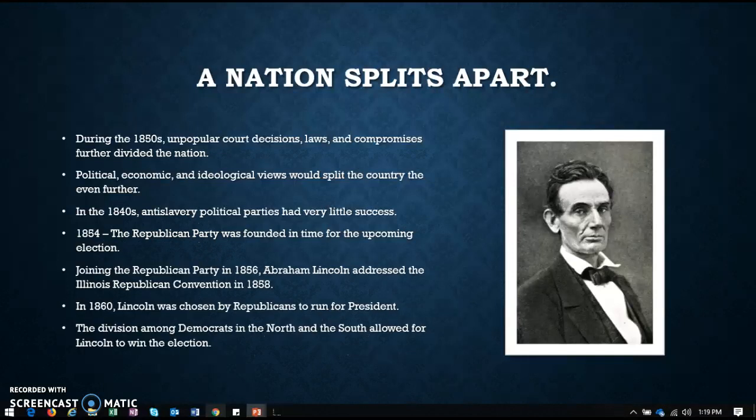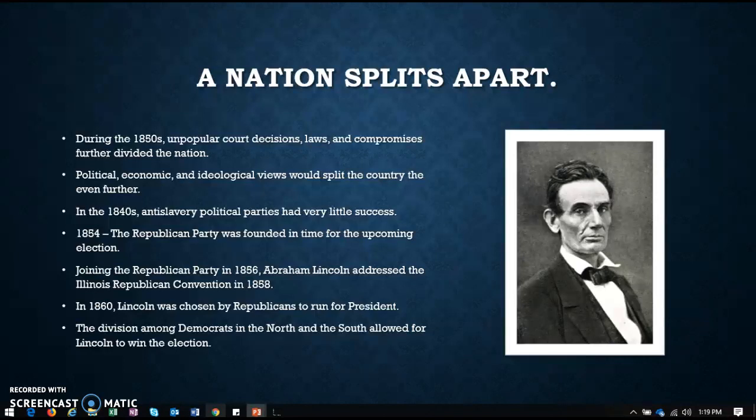Joining the Republican Party in 1856, you probably know this man's name, Abraham Lincoln, right there. Even though he doesn't have a beard, this is a younger picture of him. He addressed the Illinois Republican Convention in 1858 and made the famous statement that a house divided against itself cannot stand, saying that the country needs to address the issue of slavery and talk about it, because if we become a divided country, well, our country could fall apart and who knows what would happen.